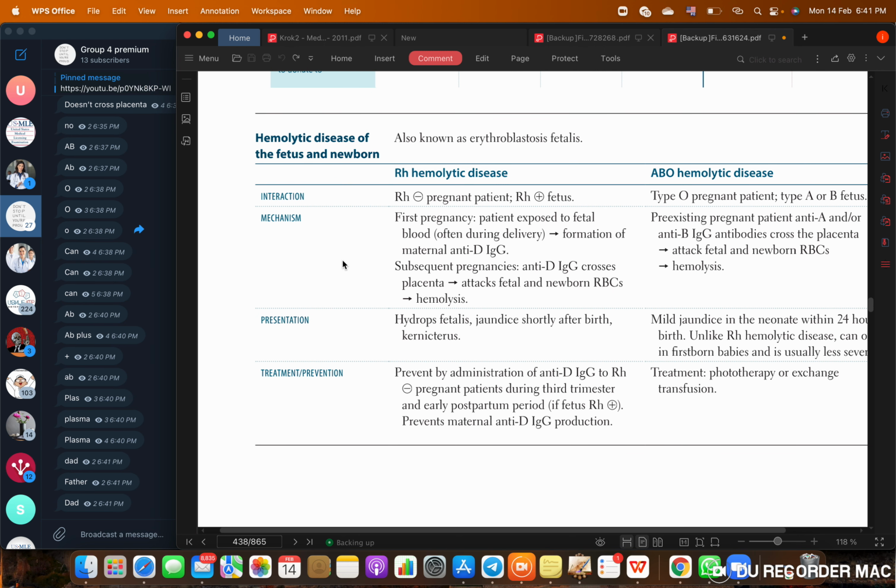Well, during first pregnancy, the patient will be exposed to the fetal blood, often during delivery, because during delivery, we have something called blood mixing.